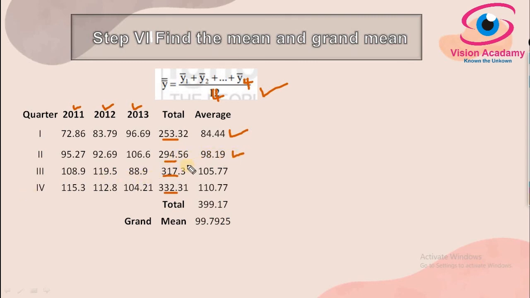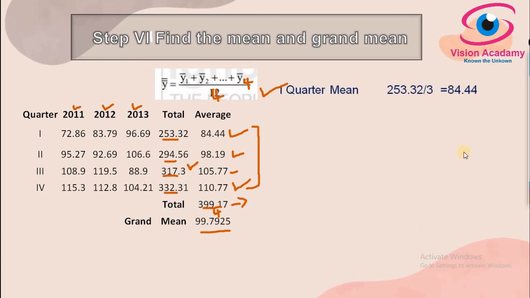For the third quarter, 317.3 divided by 3 will be 105.77, and for the fourth quarter, 332.31 divided by 3 will be 110.77. So these are the means of each quarter, and when we add all together, this is the total value of the means, and we divide by 4, because we have added 4 values. So the grand mean is 99.7925. I have shown this value separately also.